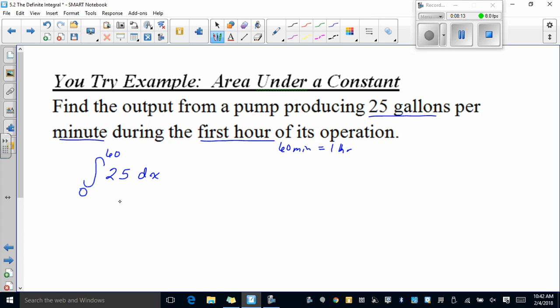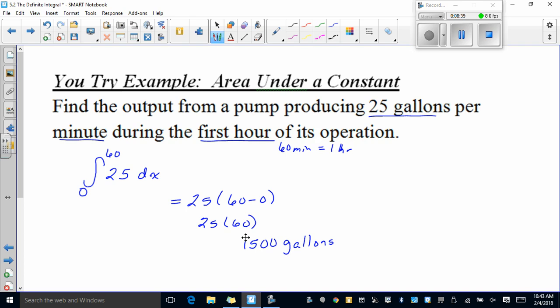Okay, so if you wrote a sentence on this one, it says find the output from a pump producing 25 gallons per minute during the first hour of its operation. During the first hour of operation, the pump produced 1,500 gallons, whatever it was producing. It produced 1,500 gallons in that first hour. Okay. How did you guys do on that one?